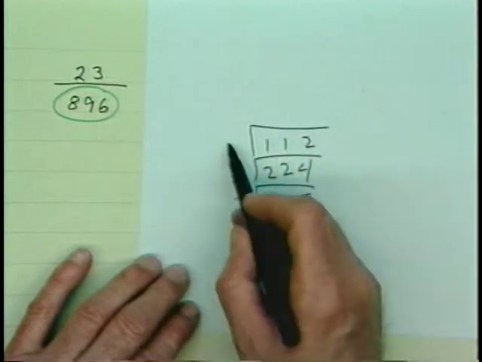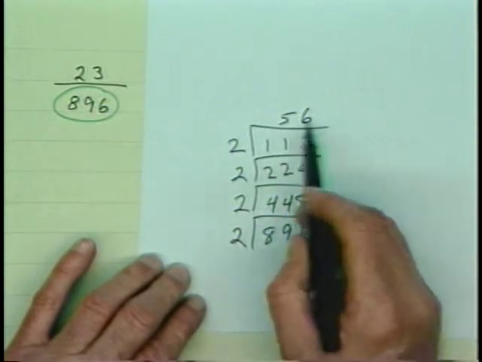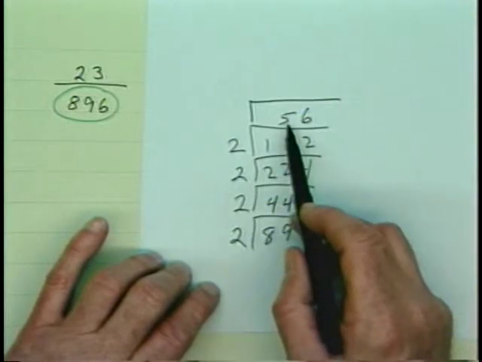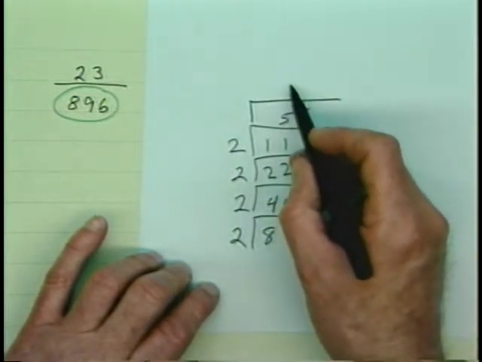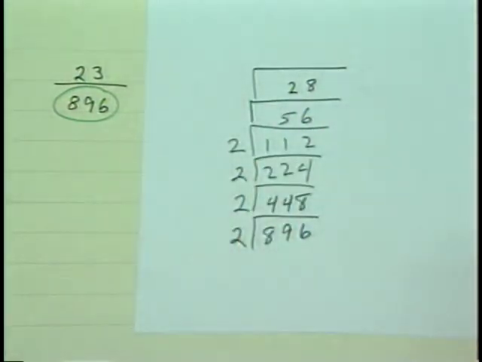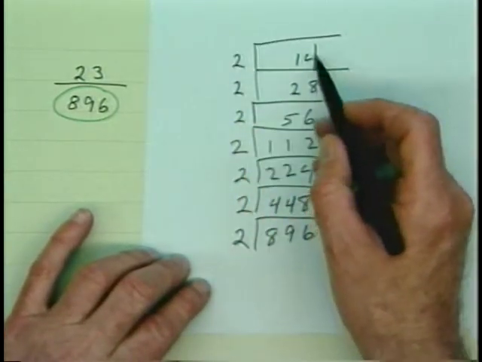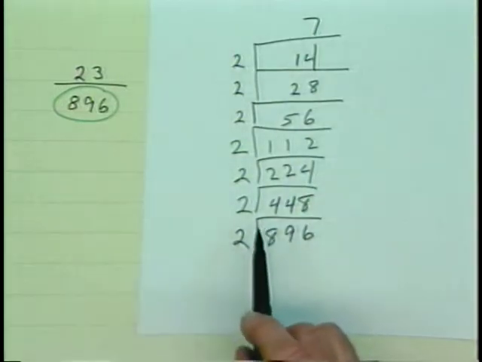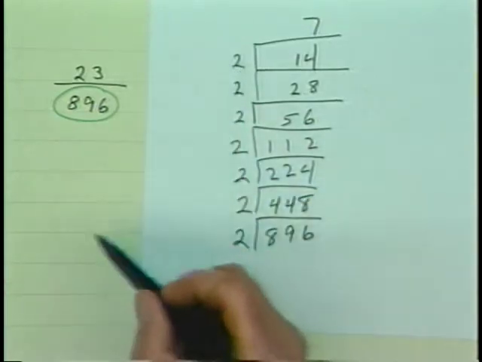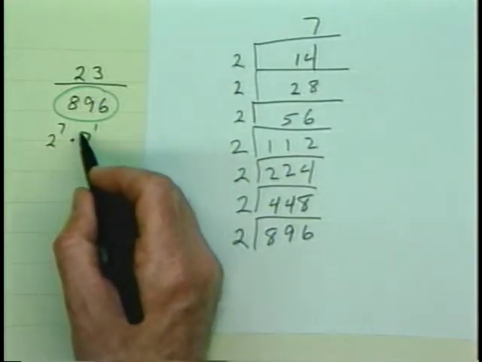2 still goes into this. 2 still goes into this. Two still goes into this 14 times, and 2 still goes into that 7 times. So see, we have a lot of 2's in this, don't we? We have 1, 2, 3, 4, 5, 6, 7. So we can write this as 2 to the 7th times 7 to the 1st.